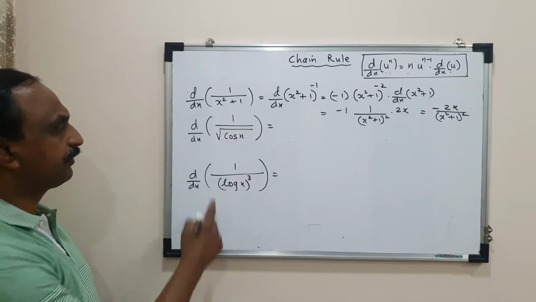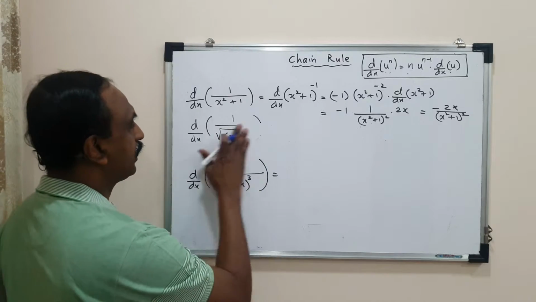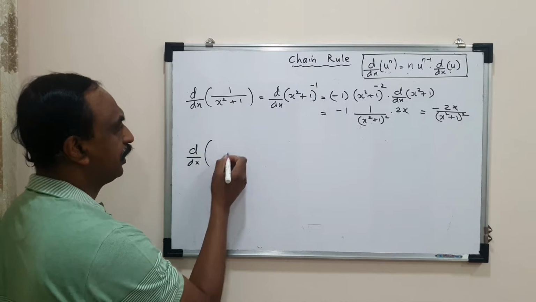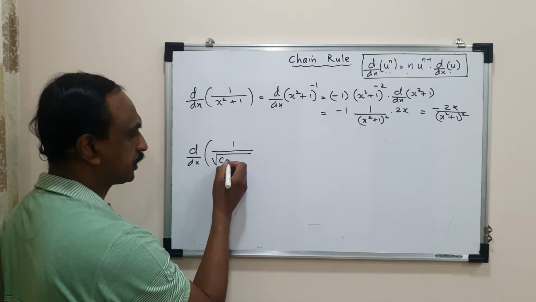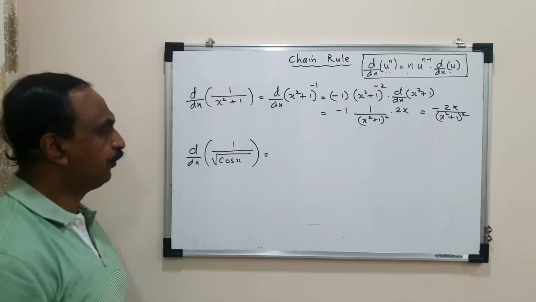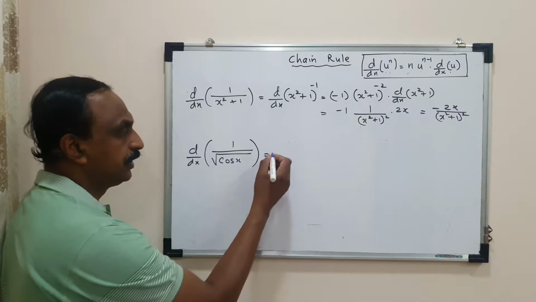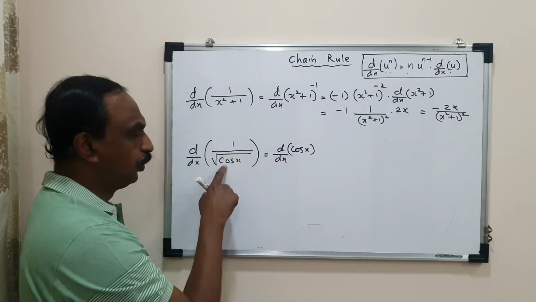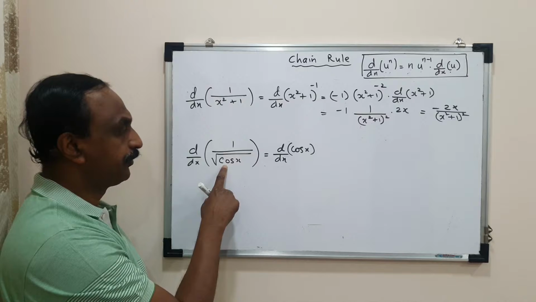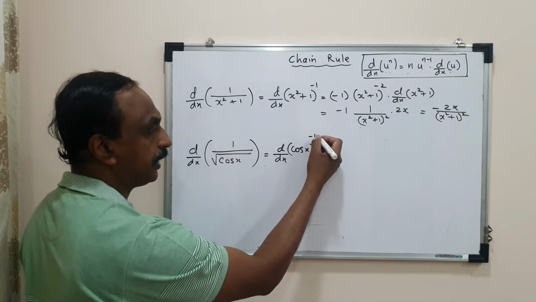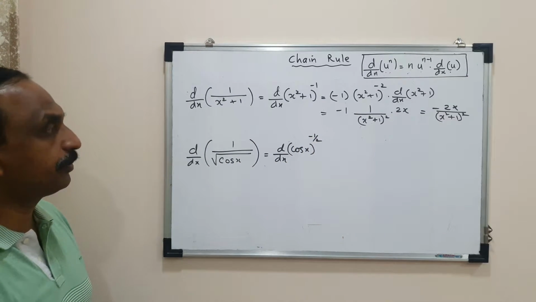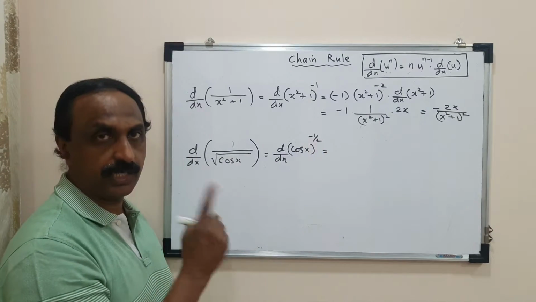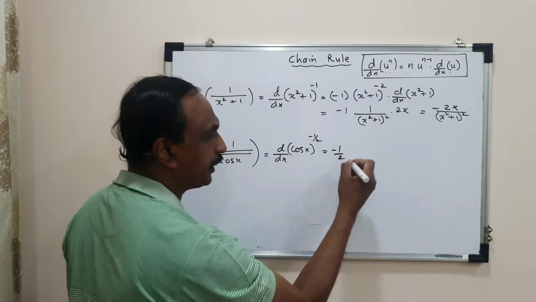Now let's have a look at the derivative of 1 upon root cos x. I need a little more space, so let me write a little down. d by dx of 1 upon root cos x. So first you need to express it as a power. So I can write d by dx of cos x raised to, root means power is half. When you take it from denominator to numerator, minus half. So cos x raised to minus half. So again, power rule. Start from what? Start from the power. Minus 1 by 2.